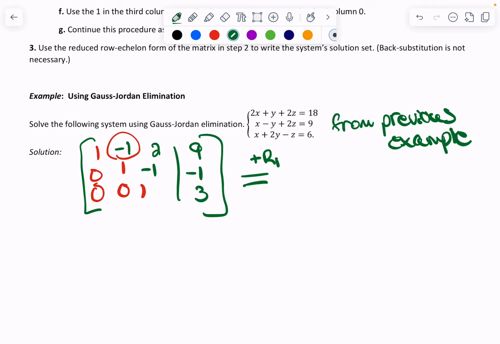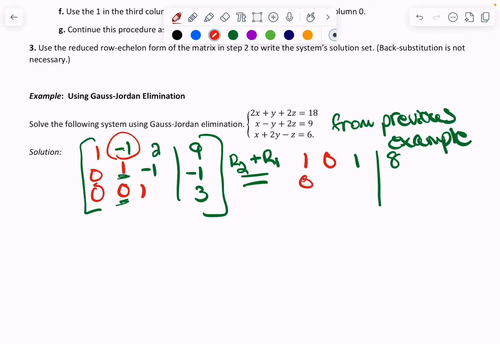Now, look at this. This has a 1 and this has a 0. Well, if we add 0, that's not going to help. But if we add 1 plus -1, we get a 0. And that was our goal. So we are adding row 2 to row 1. Our first is going to be 0 plus 1, which is 1. 1 minus 1 is a 0. The third column is going to be -1 plus 2, which is a 1. And the augmented column is going to be -1 plus 9, which is 8.